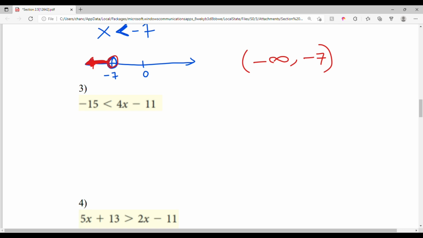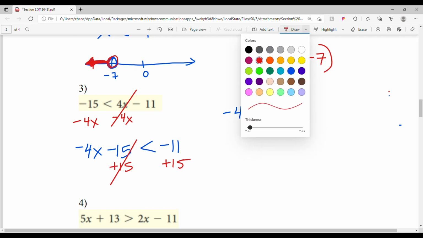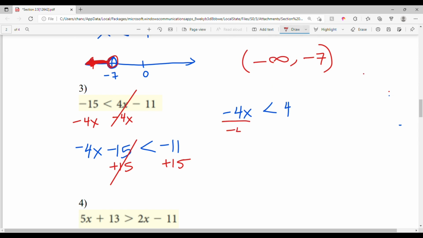Question 3, I want to keep that x on the left, so I'm going to move it to the left. I will subtract 4x from both sides, and this gives me negative 4x minus 15 is less than negative 11. I can now add 15 to both sides. Now this becomes negative 4x is less than 4. And again, if I'm going to divide both sides by a negative, you gotta switch the direction of the sign.